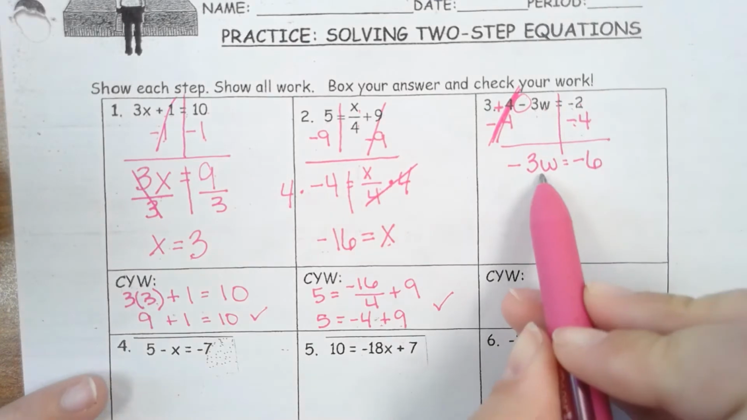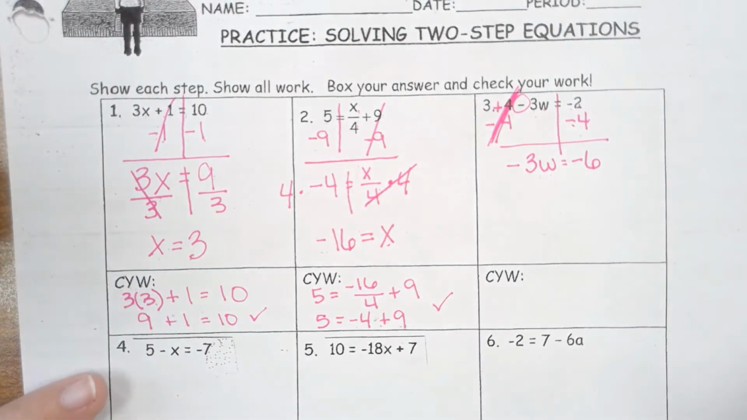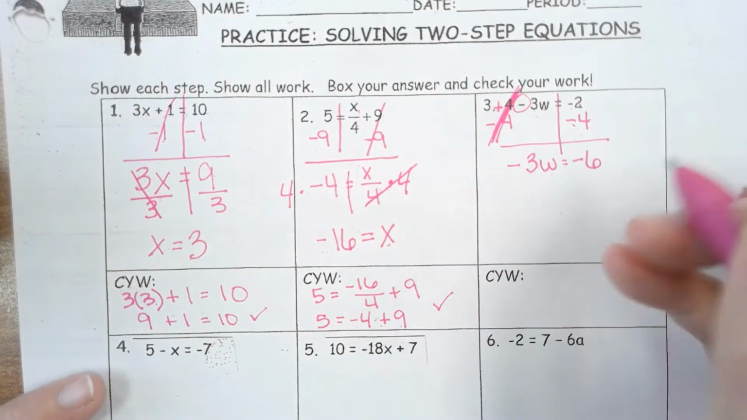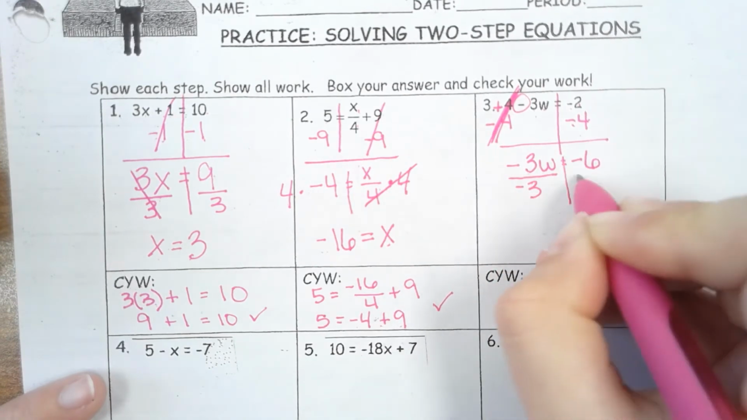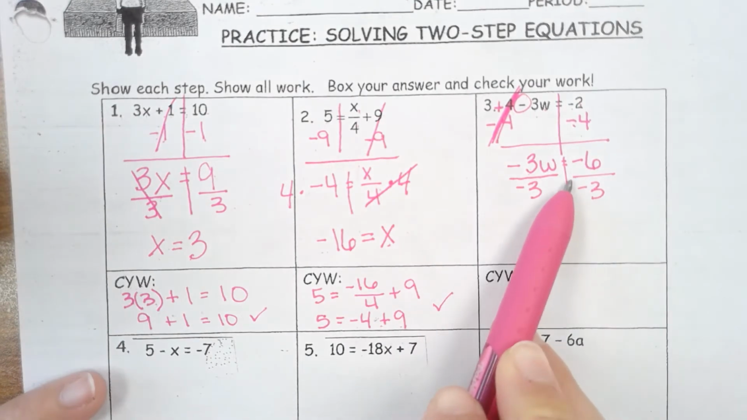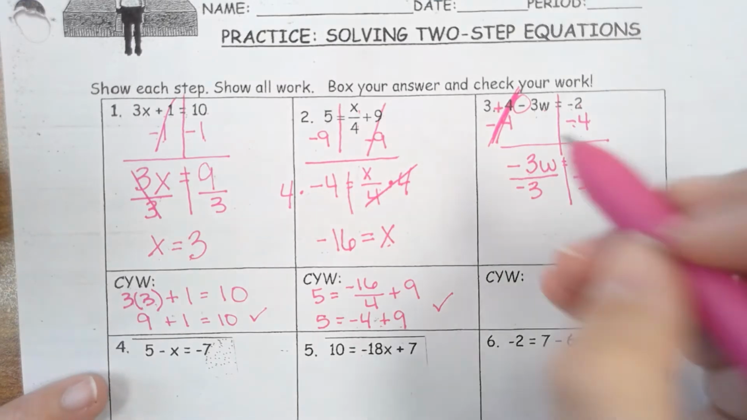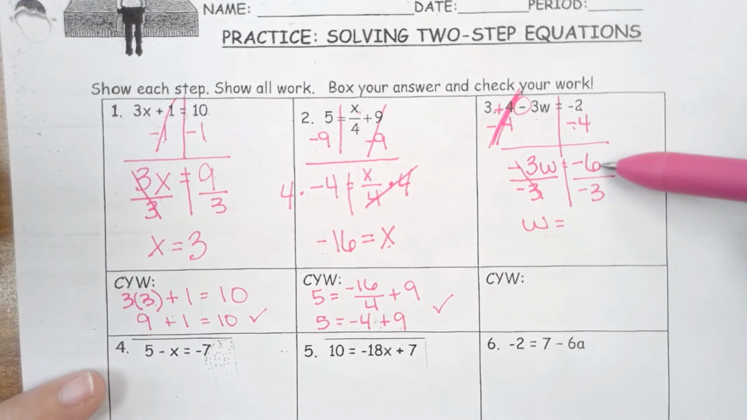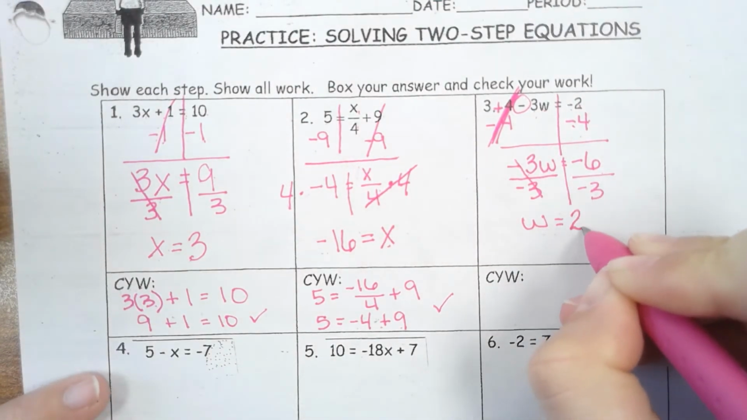So then our last step to get w by itself: negative 3 and w are multiplying. So then the opposite of multiplying to get that negative 3 over to the other side is to divide it. So you need to show me dividing by negative 3 on both sides of the equal sign. So that then we're left with w equals, and then negative 6 divided by negative 3 gives you a positive 2.